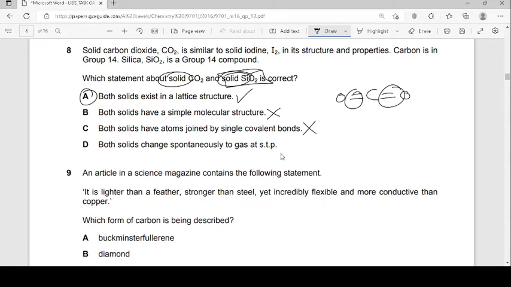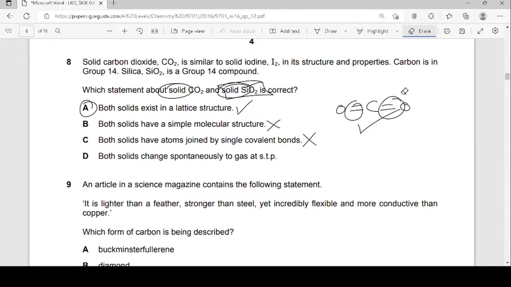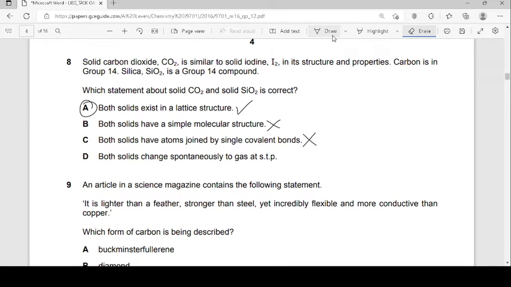Both solids change spontaneously to gas at STP. Now, carbon dioxide does sublime. A spontaneous change from solid to gas, or from gas to solid, is called sublimation, and that does happen for carbon dioxide. But you have to remember that SiO2 is a giant covalent macromolecule. It's not that easy to make it change state. So this is obviously wrong, and so your answer is A. All right. So next question.